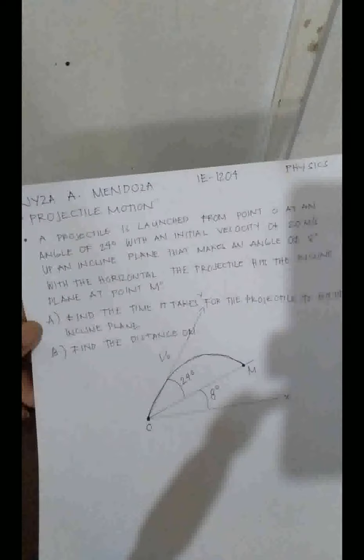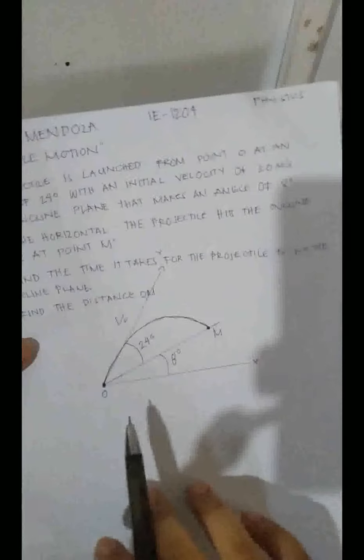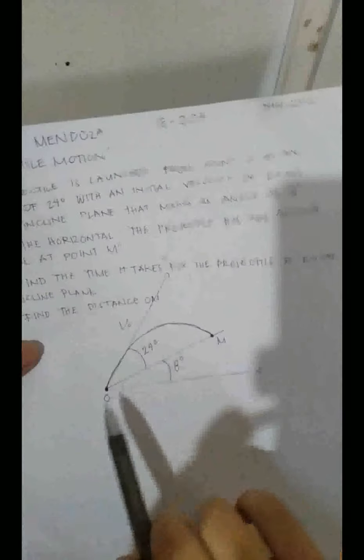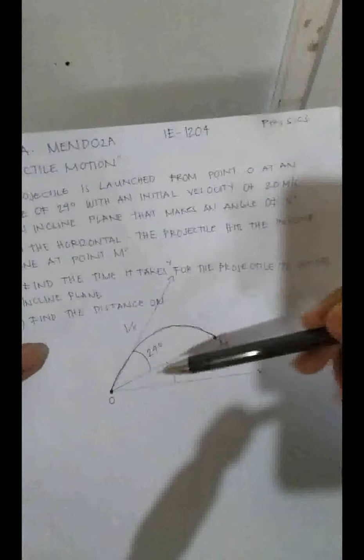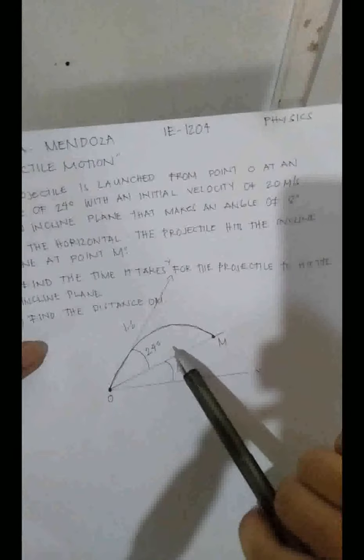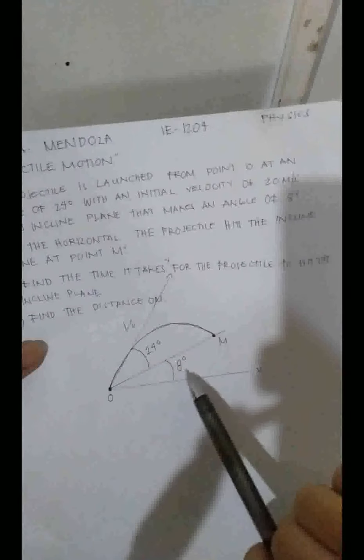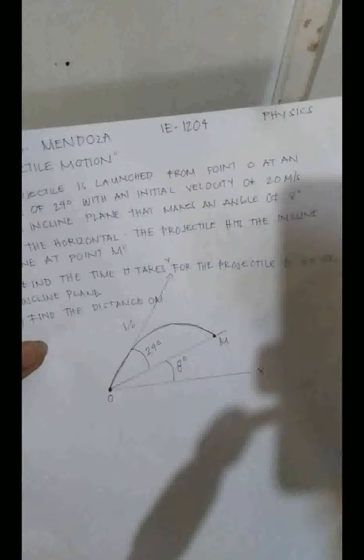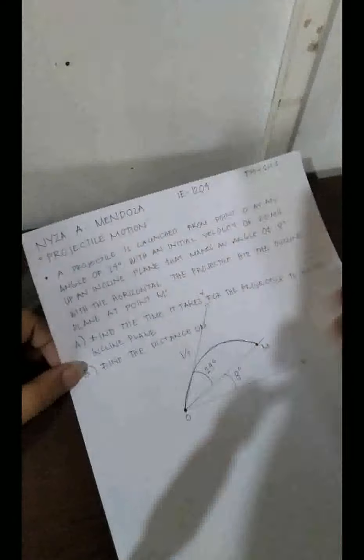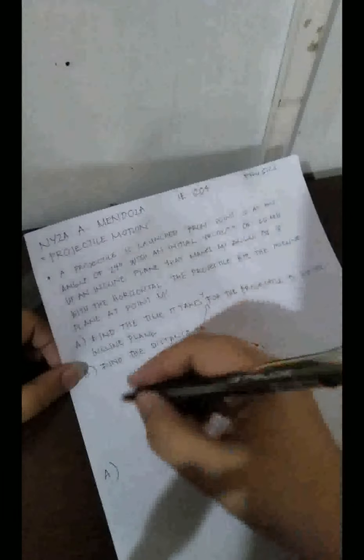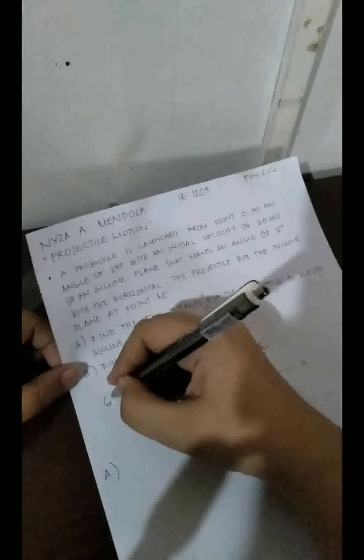So, first of all, this is the graph of the problem. This is the point O and this is the point M. And this is the angle 24 degrees and this is the angle of 8 degrees. So before that, of course, we're going to write down the given first. So for letter A, these are the given.